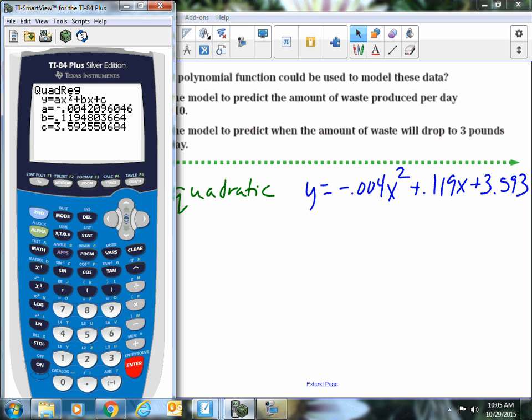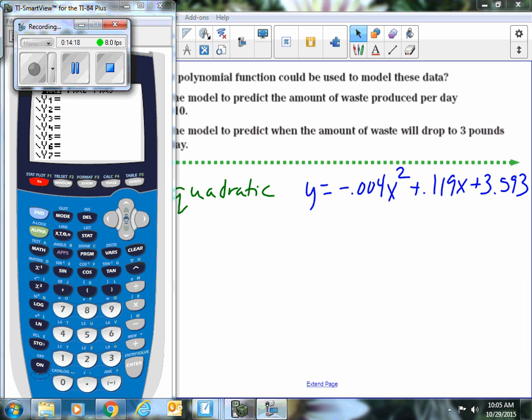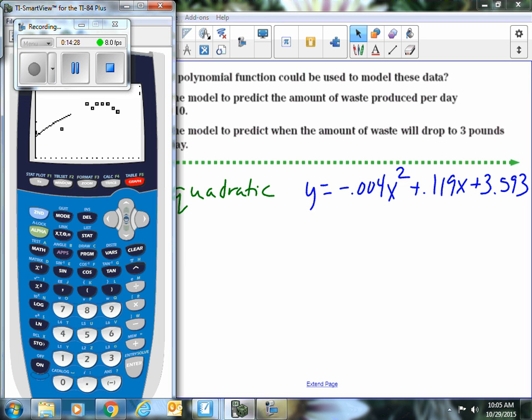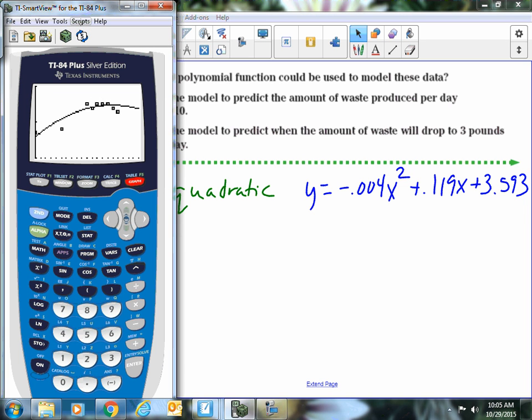So what I'd like you to do is go ahead, pause the video for a second, and get that typed into your y equals. So we have the equation in your y equals. Alrighty, so now we have the equation in the y equals. Go ahead and hit graph so you can see what that looks like, see how well it fits.